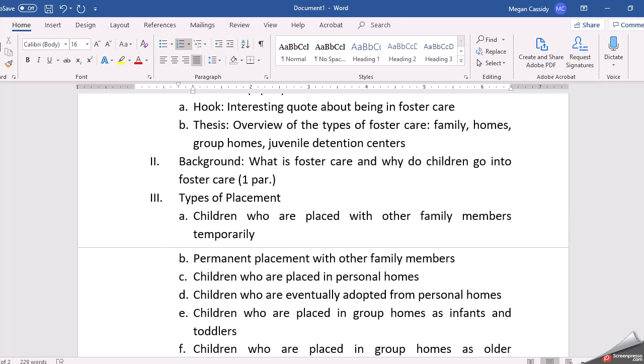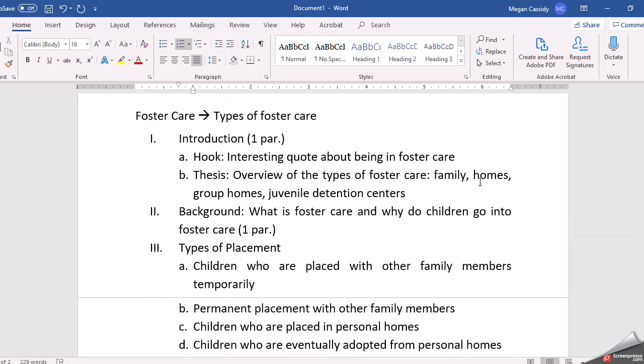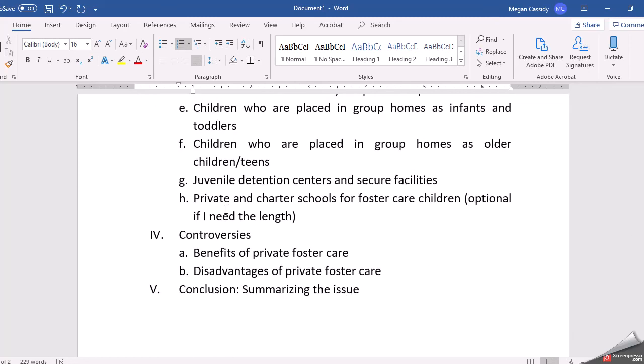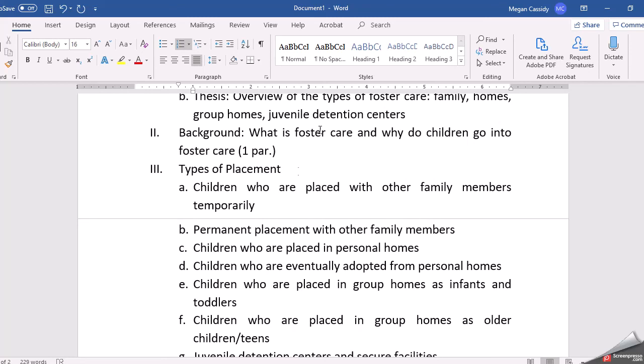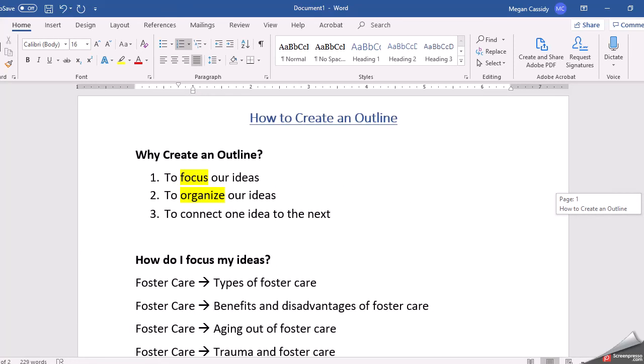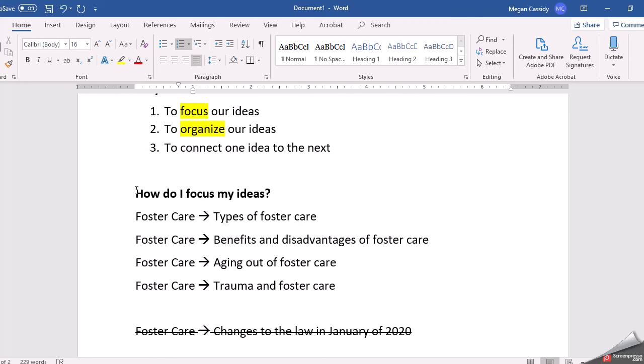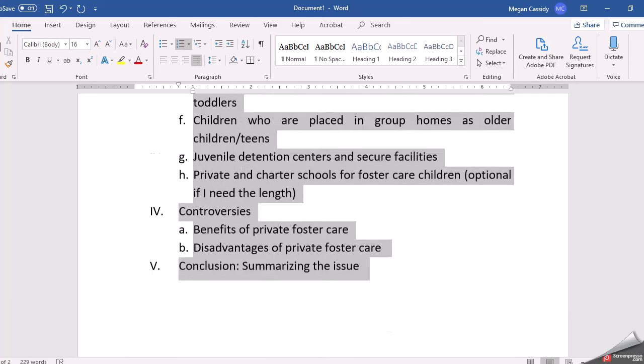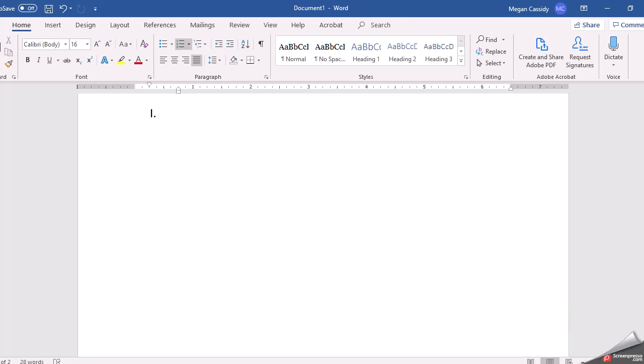I make my outlines usually a working outline, which means that I will have things like I just showed you. Like, if I need the length, I'm going to add this, or this might be too long, so maybe cut some of it. So you can have notes to yourself like that. I'm going to give you one more example on a different topic. So let's close all that.